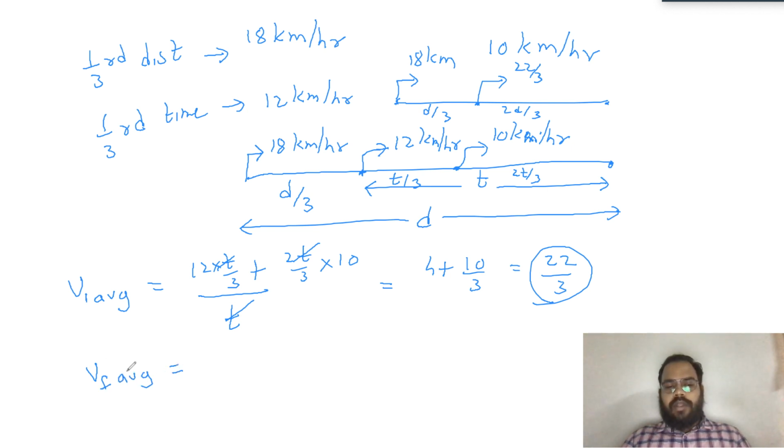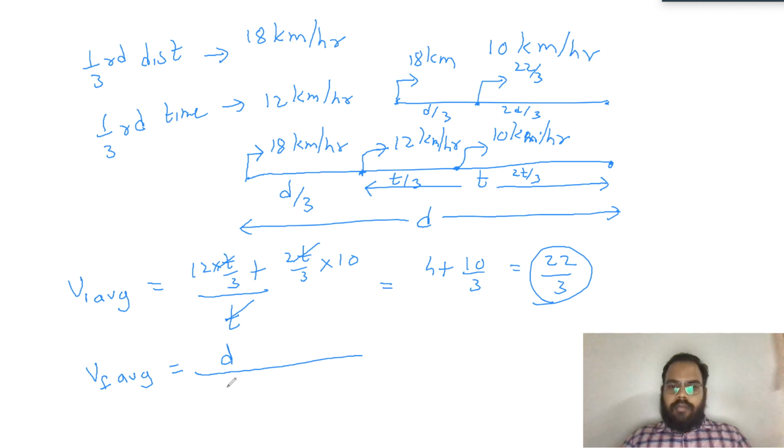Average velocity final. I have to take the average for this part. Now in this part I know the total distance, so total displacement is d. So I'll divide d by the total time. Total time will be this distance upon velocity plus this distance upon velocity. If I add both of them I'll get total time.